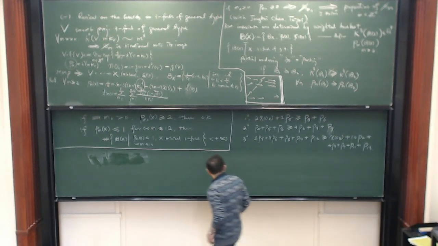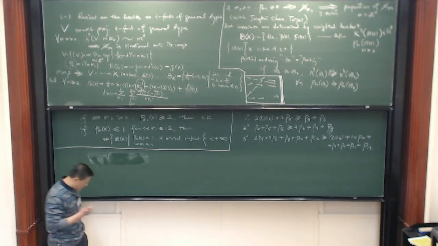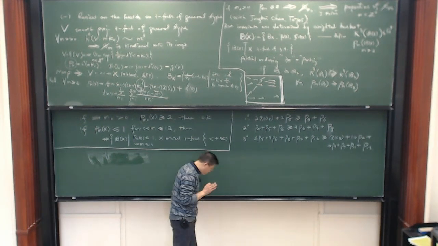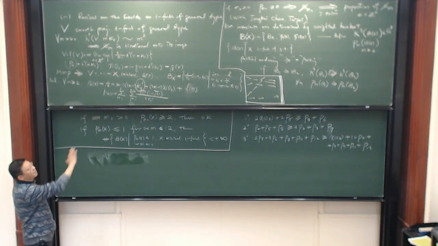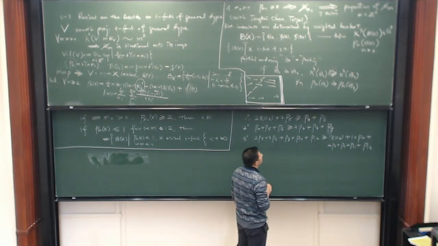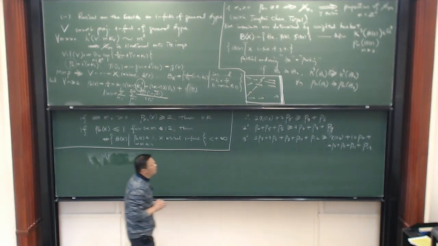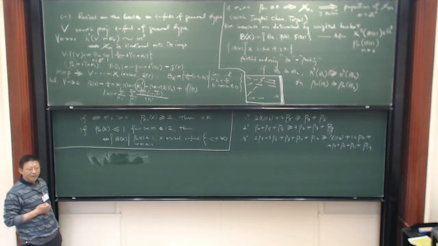I said all these inequalities are correct. Why are they correct? Because one way is our calculation. Also, another point is it was first observed by Kollár. He said that all these inequalities are easy to verify.